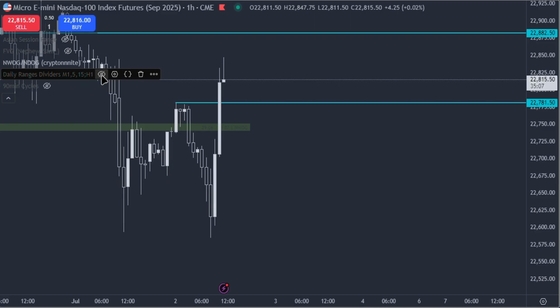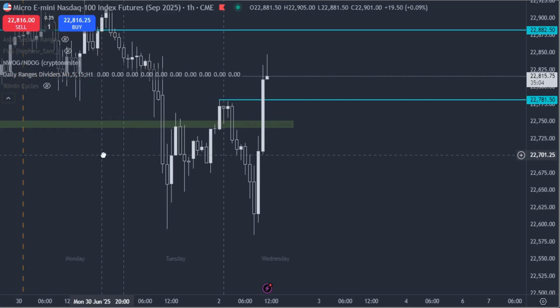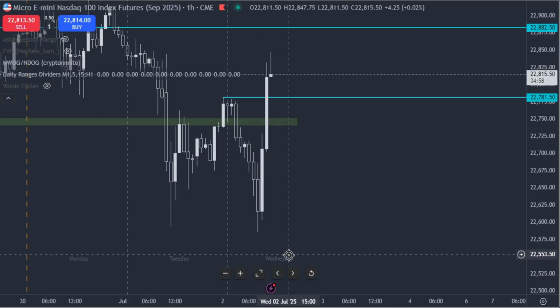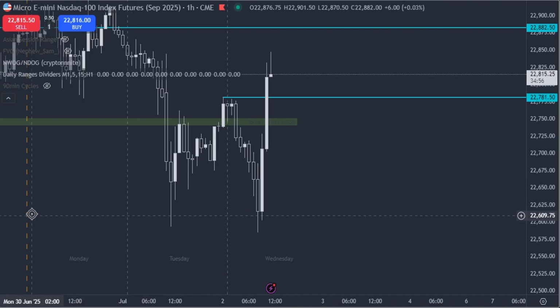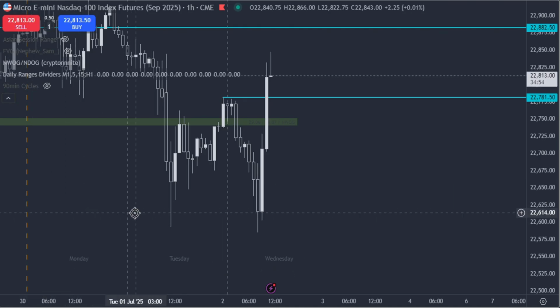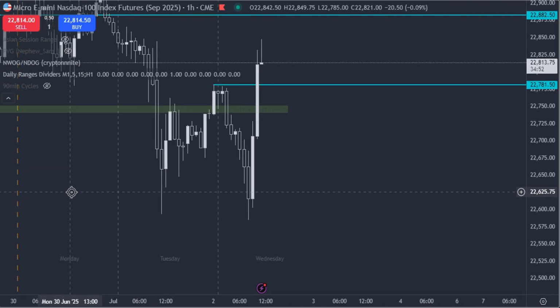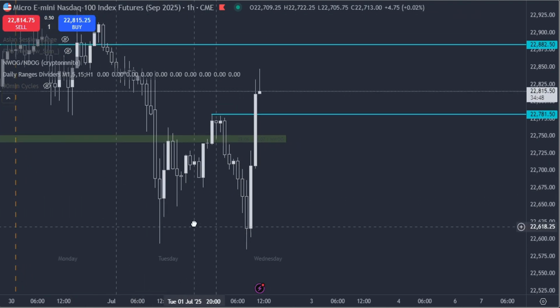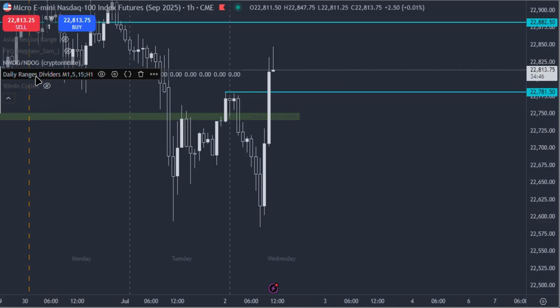Daily range dividers. This is very helpful. It helps me out a lot because if you look here, it's telling me how my Monday is, my Tuesday, and my Wednesday. Wednesday hasn't finished, but Monday started here and it finished here. Tuesday started here and it finished here. So that really helps me out a lot.